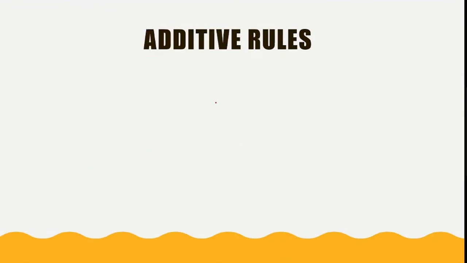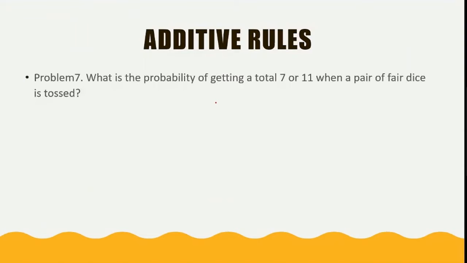So again, this is how we solve problems using the additive rules. Let's take another example. What is the probability of getting a total of 7 or 11 when a pair of fair dice is tossed? Take note of this term, fair dice. Commonly, this is given in the problem just to denote that each of the numbers on a die has equal probability or equal chance of occurring.